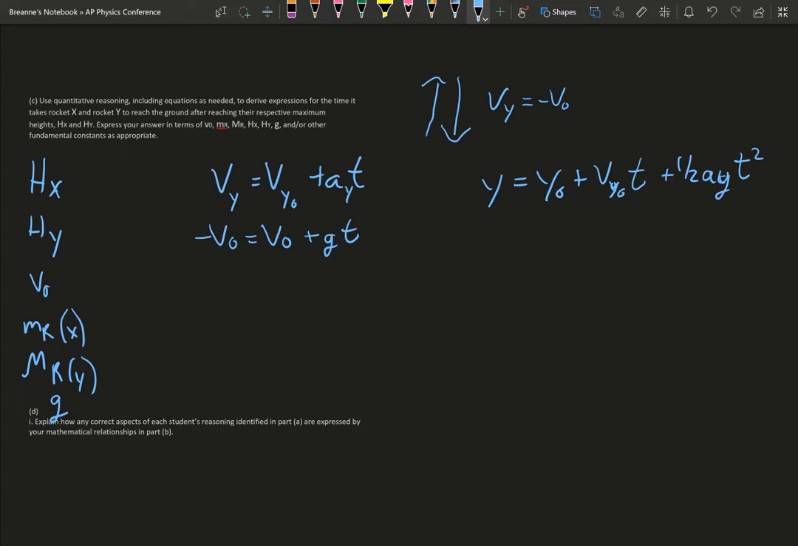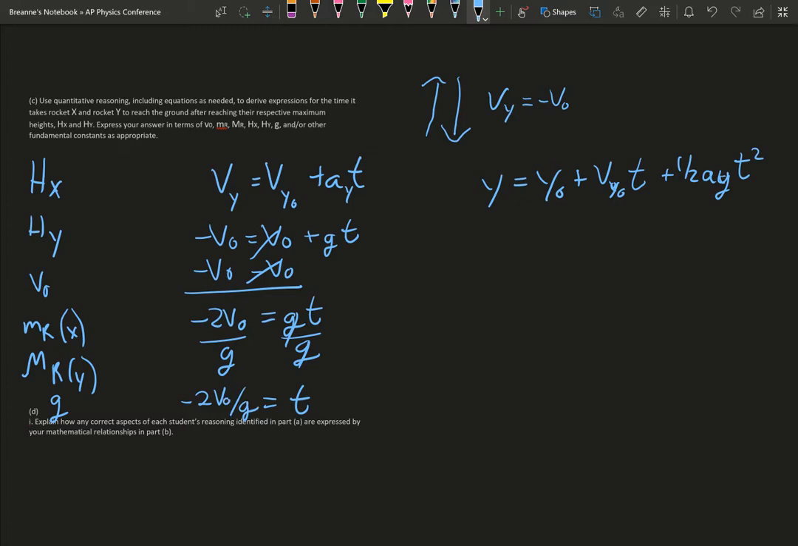Yeah, so we can sit there and solve for our t. So you'd minus that. So you get a negative 2 v naught equals gt, and then you just divide, and that equals t. So you get 2 v naught over g. You would get that.